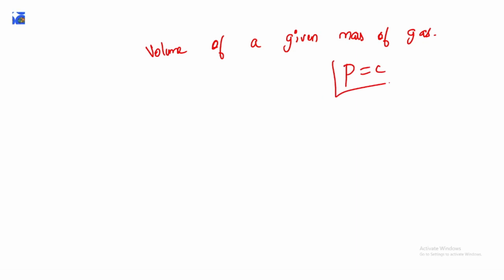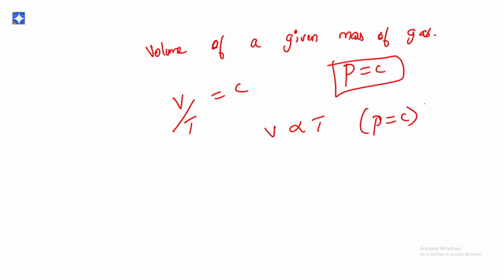According to Charles' law, the volume of a given mass of gas varies directly with respect to its absolute temperature, provided pressure remains constant. So volume by temperature is equal to a constant, or you can say that volume is directly proportional to temperature by maintaining pressure constant. This is what the statement is all about.